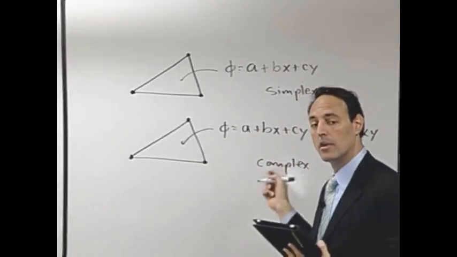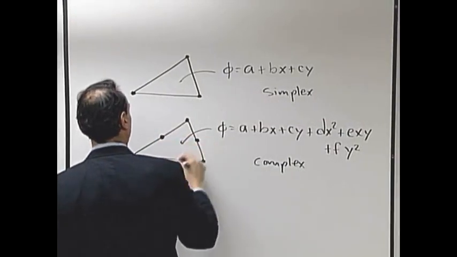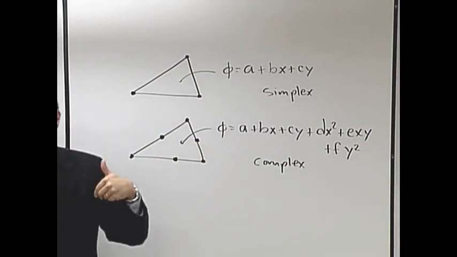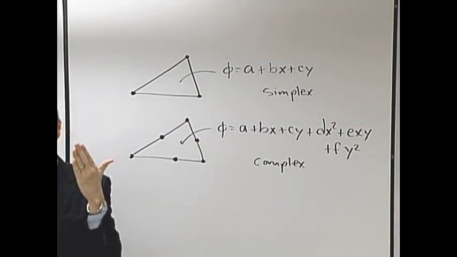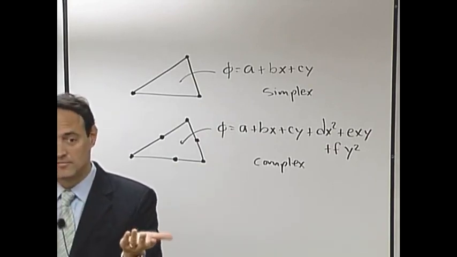So typically, for a complex element, you might need some extra points. So let me put in 3 more points. So now, this is how I'd represent my triangle. I have more points on it. One might imagine that this might be more accurate, right?